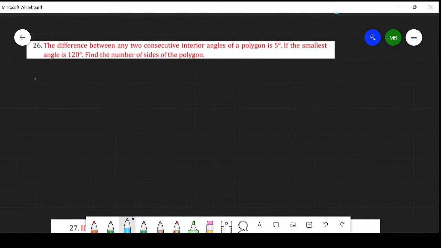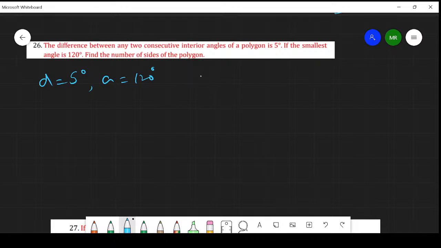The given difference between any two consecutive interior angles of a polygon is 5 degrees. That means the common difference is given. The smallest angle means the first term, so let a be the first term. a is equal to 120 degrees. Consider d equal to 5 degrees, because the difference between any two consecutive interior angles is 5 degrees. Now the first term is 120 degrees. Find the number of sides of the polygon.